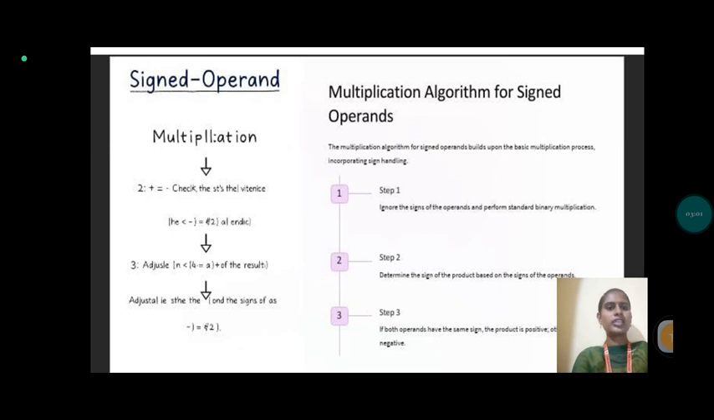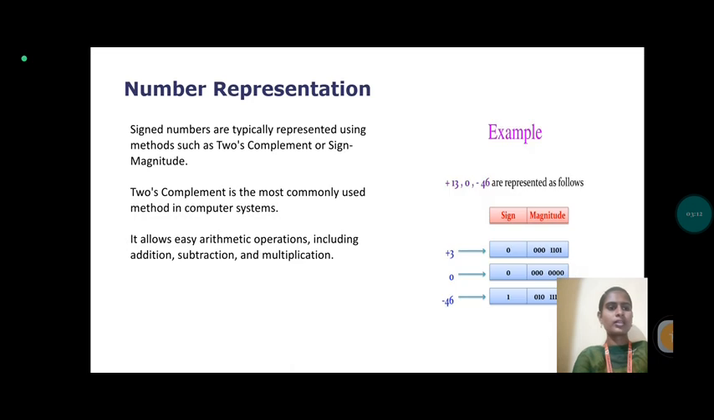Then this is the example of signed operand multiplication. Next, number representation. Signed numbers are typically represented using methods such as 2's complement or signed magnitude. 2's complement is the most commonly used method in computer systems. It allows subtraction and multiplication.